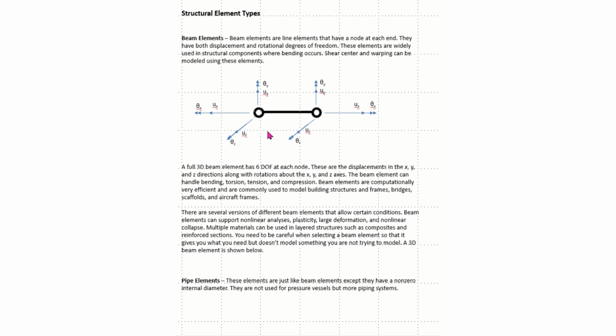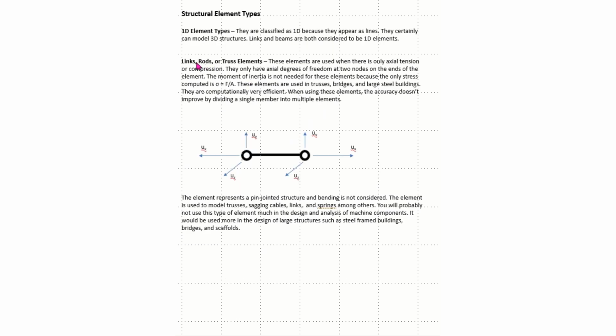They look like link elements. The big difference between beams and links is the degrees of freedom, where the beam element can have rotations, and the links, rods, or truss elements, all of these are the same type of element. They just have different names for the same thing. All of these just have translational degrees of freedom.